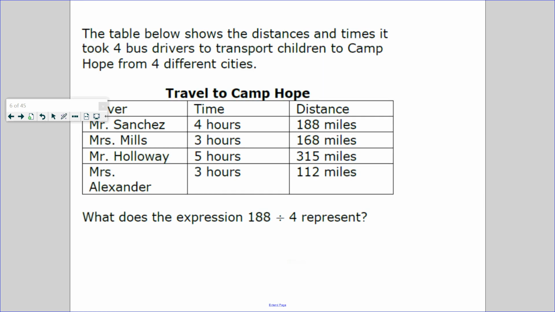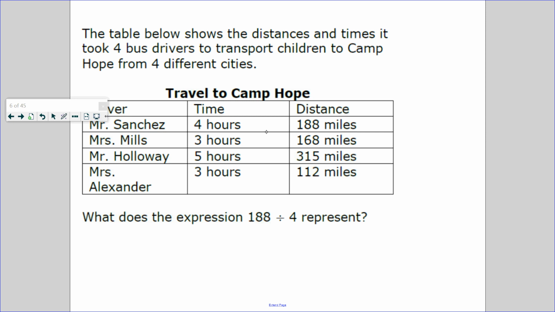So here's an activity. The table below shows the distances and time it took 4 bus drivers to transport children to Camp Hope from 4 different cities. Mr. Sanchez, Mrs. Mill, Mr. Holloway, and Mrs. Alexander are the bus drivers. It took them different hours to drive different distances.